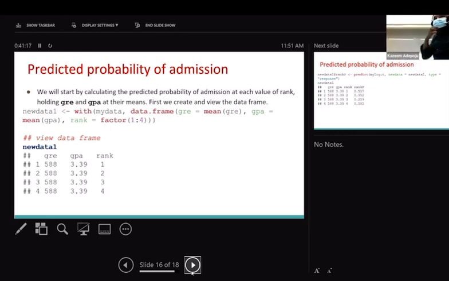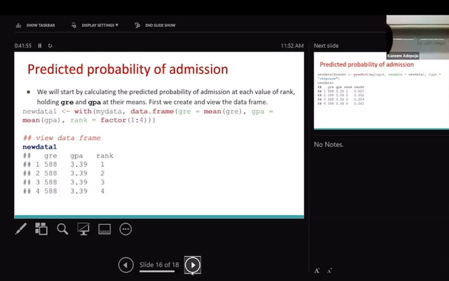Now, the same thing here. Let's say we have this for four applicants. You can see the GRE of 588 and the GPA are the same, but they come from different schools. You know what we want to do now? We have four applicants. They have the same GPA. They have the same GRE. But do you know the difference between them? They came from different schools.